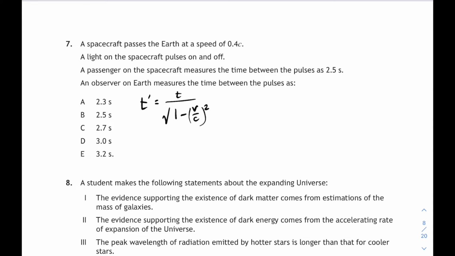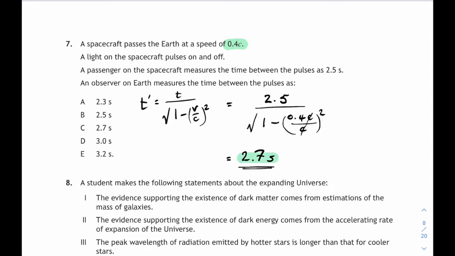The t on the right hand side there is the time as measured on the spacecraft. That's 2.5 divided by the square root of 1 minus (0.4c over c) all squared. Now the trick here is to cancel out the c's, and you're left with the square root of 1 minus 0.4 squared on the bottom. And if you do all that on your calculator, you'll get an answer of 2.7 seconds. That corresponds to answer C, 7C. So an observer on the Earth will see the light flashing at a slower rate. Okay, moving on, question 8.